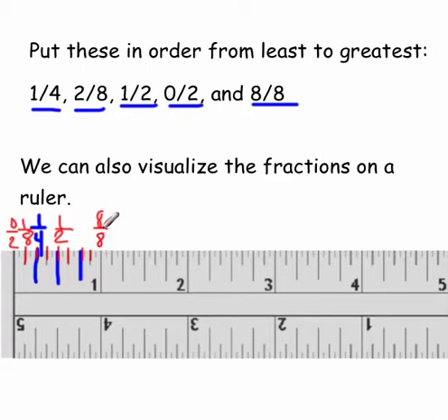Now all the fractions are already in order, so I just need to rewrite them. So if I was putting them in order from least to greatest, you can see that 0/2 comes first, and then we have 1/8 comes next, and then I would have 1/4, then I would have 1/2, and finally my largest fraction on that list would be 8/8.